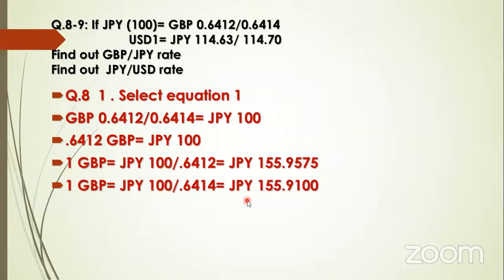Japanese yen 155. Simple. Cross currency, minimum 1 question will be there. Sometimes in one exam, 5 questions were asked in cross currency. It's like a case study that they are giving. So now you have got the answer like this.